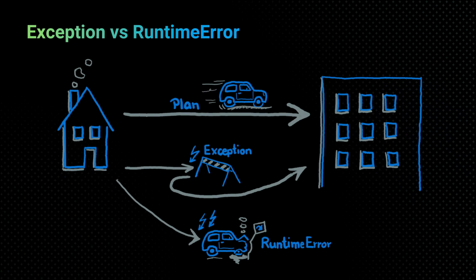So if you throw a runtime error, you don't have to declare it. You can just do it. If you want to throw an exception, you have to declare it, or you have to catch it yourself.